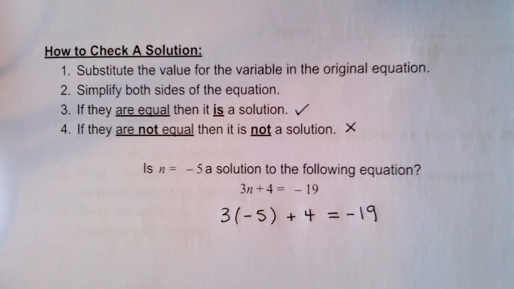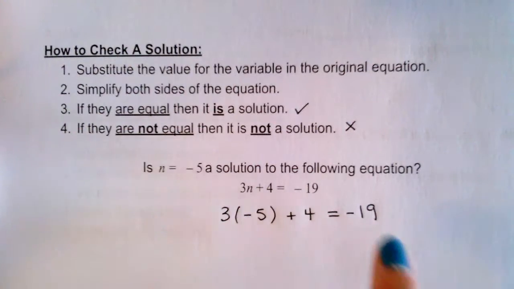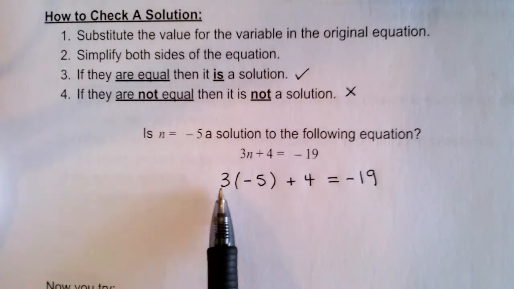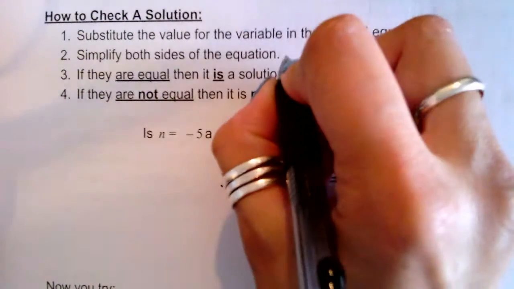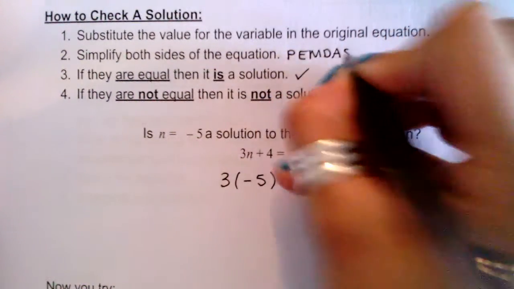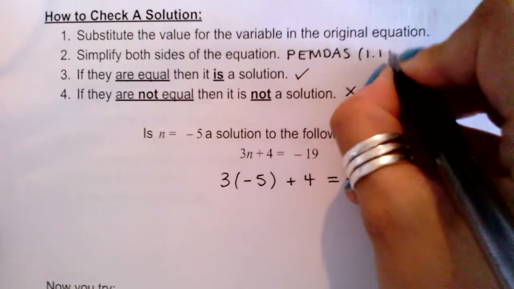Step number 2 is now simplify both sides. You can see we have simplifying to do over here. We do not have to simplify the right-hand side because it's already one number. It's -19. Therefore, there's no simplifying to do on that side. But we do need to simplify 3 times -5 plus 4. When we're doing simplifying, we are using that PEMDAS you talked about on day 1.1 notes. So if you need to review that, that was day 1.1 notes.